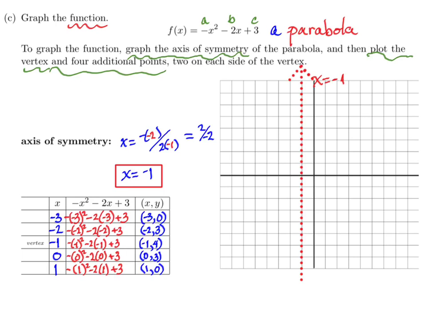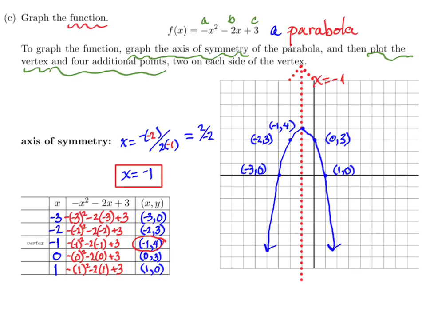And when we plot those points, so first plot the vertex, that's (-1, 4). That's sitting on that vertical line. And then start plotting the other points. And then we connect everything with a nice smooth curve. So notice that this one was opening downward.